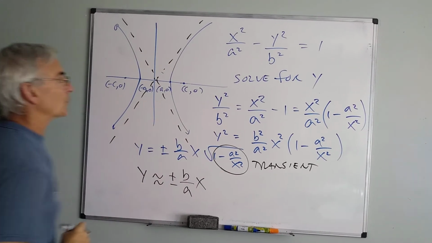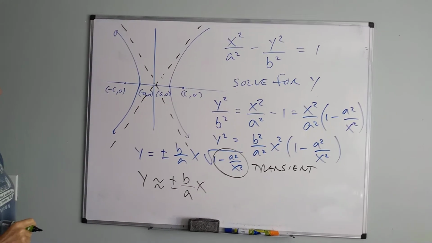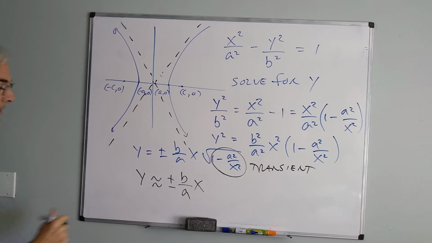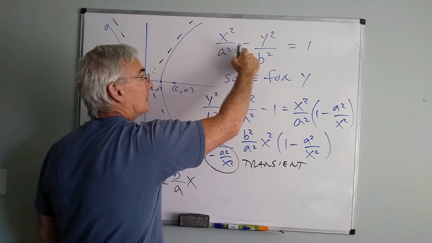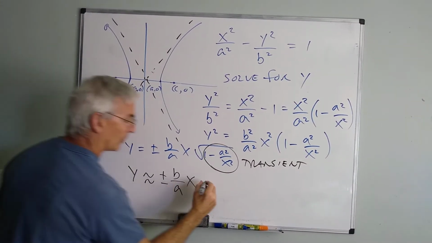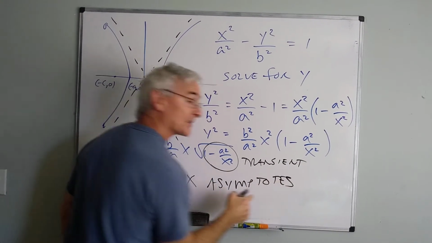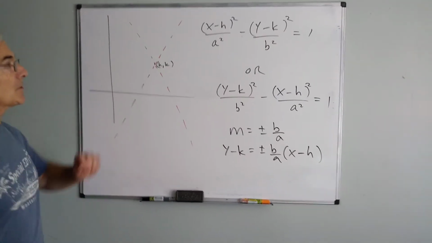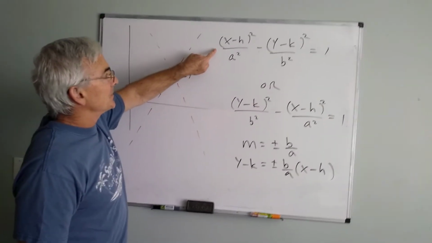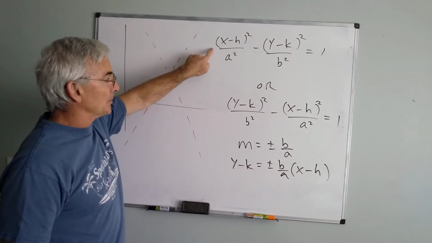And most of you remember when you learned how to graph a hyperbola, you drew two lines, but you may not have known where they came from. They come directly from this equation here. And these lines are called, again, asymptotes.